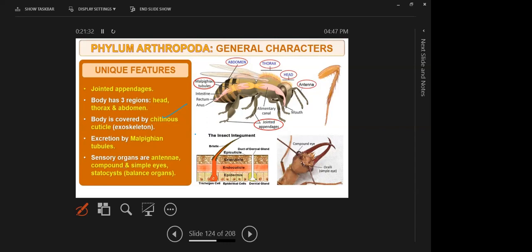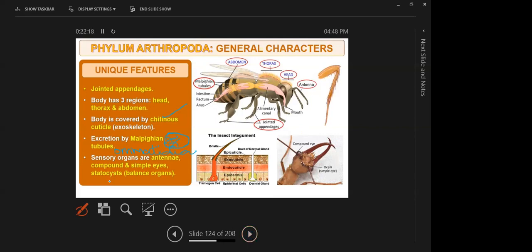Another important point is they have compound eyes. What do you mean by compound eyes? Eyes which have smaller fragments. These are tiny fragments in the eyes, each with its own lens, and each of these lenses is called an ommatidium. So it gives a mosaic picture. Mosaic means all those pieces arranged to make a big picture. That gives a mosaic picture.